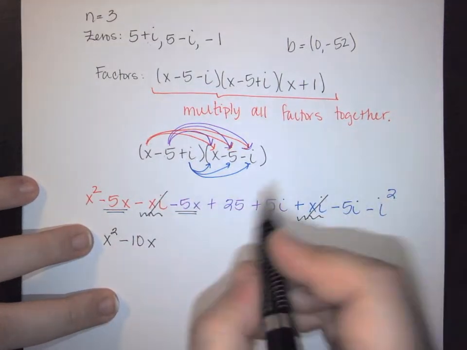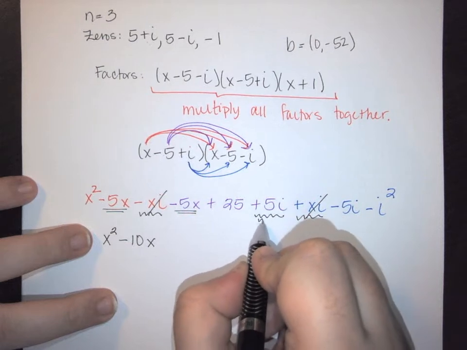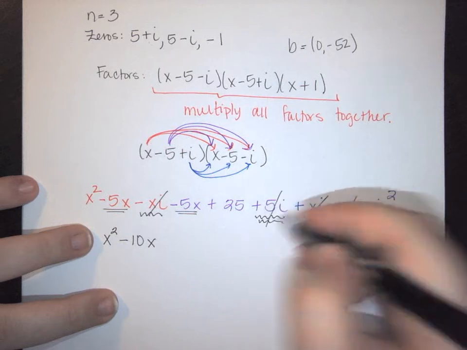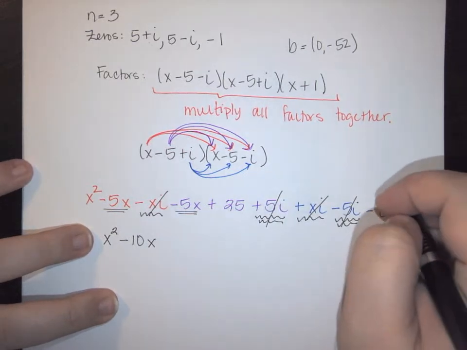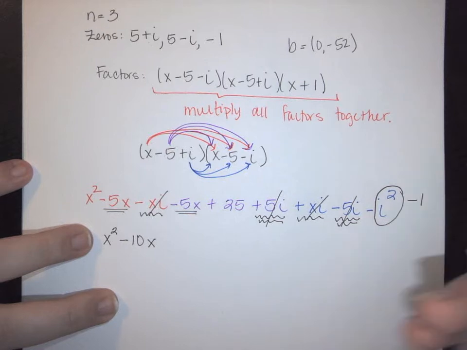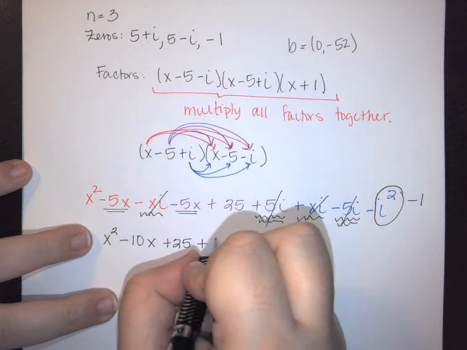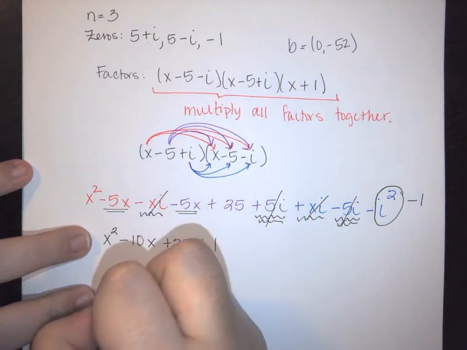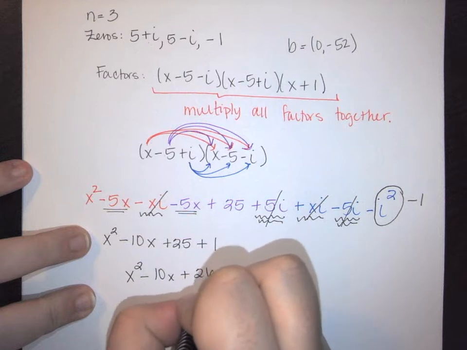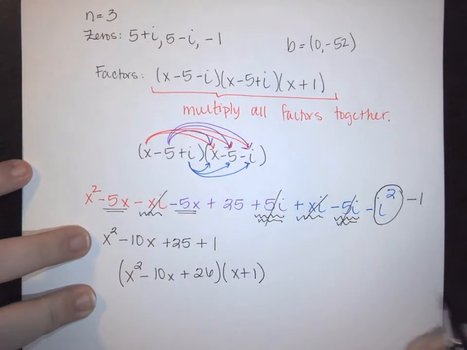So this is gone. We've got a 5i and a negative 5i, so these go away. And then we have to remember that this i squared piece here is going to be negative 1. So we end up with plus 25 plus 1. So this is going to be x squared minus 10x plus 26. And we're going to now multiply this by x plus 1.